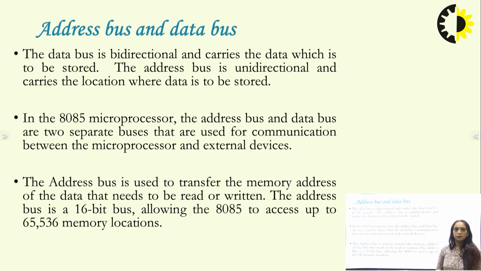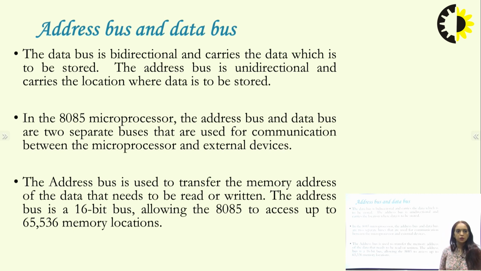Address buses and data buses are used to control the data flow from one part to another. Your data bus is a bidirectional bus and it carries the data which is to be stored. The address bus is unidirectional and it carries the location where we have to store the data. So in 8085, the address bus and data bus are 2 separate buses used for communication between the microprocessor and other external devices.